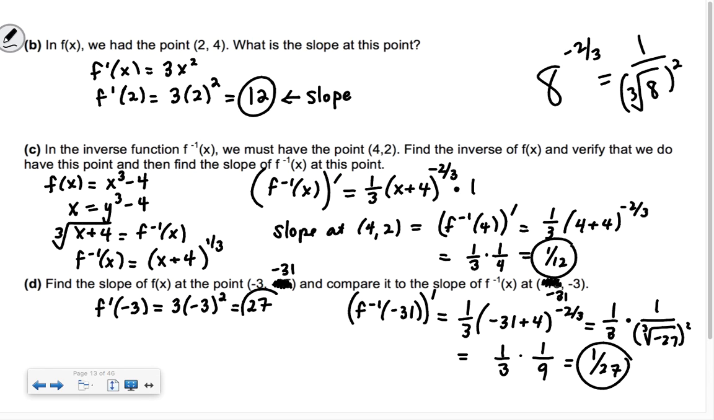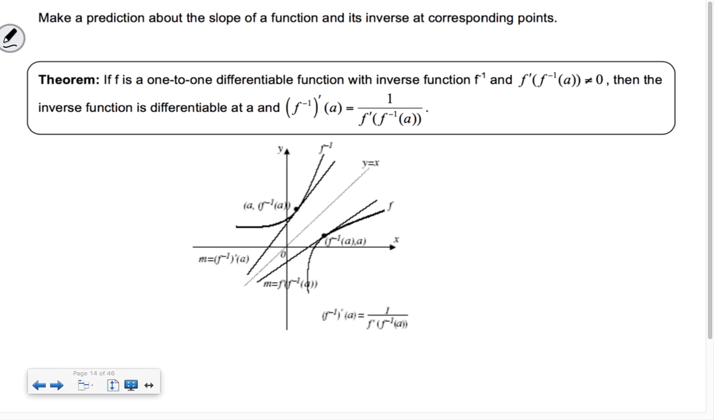So do you see a pattern? Look at B and C. We had 12 and we had 1/12. On part D, we had 27 and we had 1 over 27. Yeah, they're the reciprocals of each other. Okay, so that's the pattern. The inverse's derivative is the reciprocal of the original one. And the reason for that is because of this little picture here. Okay, so let's write: they are reciprocals.